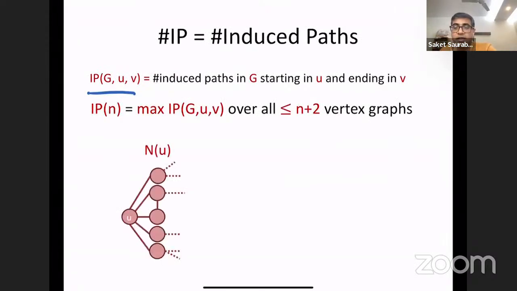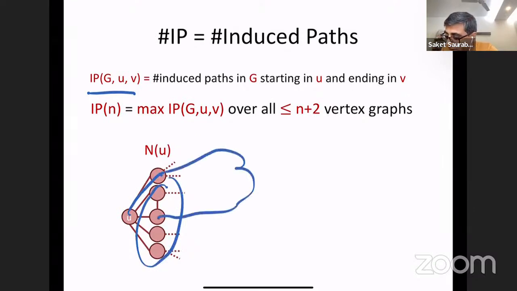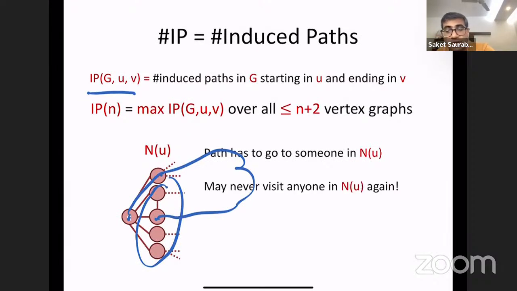Now notice, if you start an induced path at U, then you must go to one of its neighbors. But can you come back to its neighbors? Absolutely not, because once you go here, none of its neighbors can be on that induced path. If you come back here, then this is not an induced path, because U and this vertex have an edge. So any induced path has to go to someone in its neighborhood, but never visit anyone in N of U again. This is a property of an induced path.